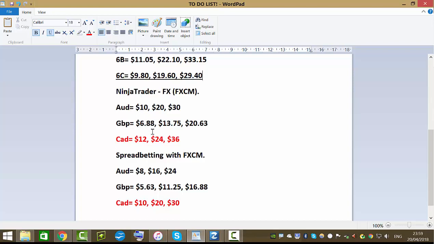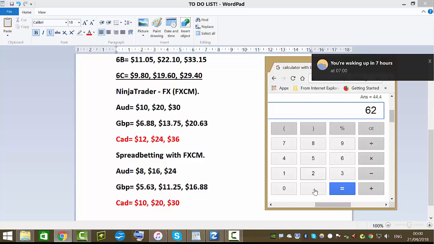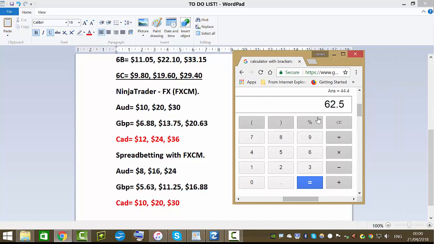I hope you can follow this, but these are the details. 62,500 means that, I'll just get the calculator to show this example so you can see what I'm saying. 62.5 mini lots. So a mini lot is 1,000, so 62.5 times 1,000 gives you your 62,500, which you would need to generate $6.25 per tick of movement.